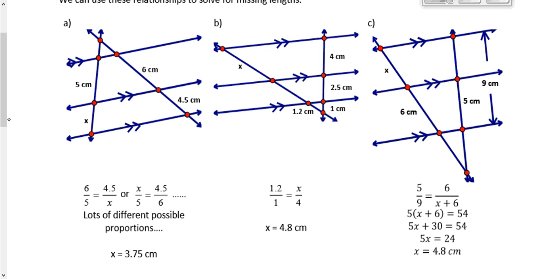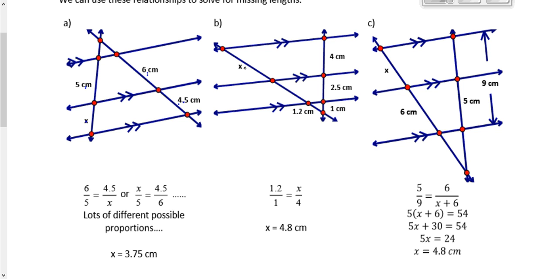Remember doing that? But now they're parallel, so we can just do 6 over 5 equals 4.5 over X, right? You could also do what? X over 5 would correspond to what over what? Right? So there's a ton of different ways to set up your proportion for these and cross multiply and get the same answer, okay?